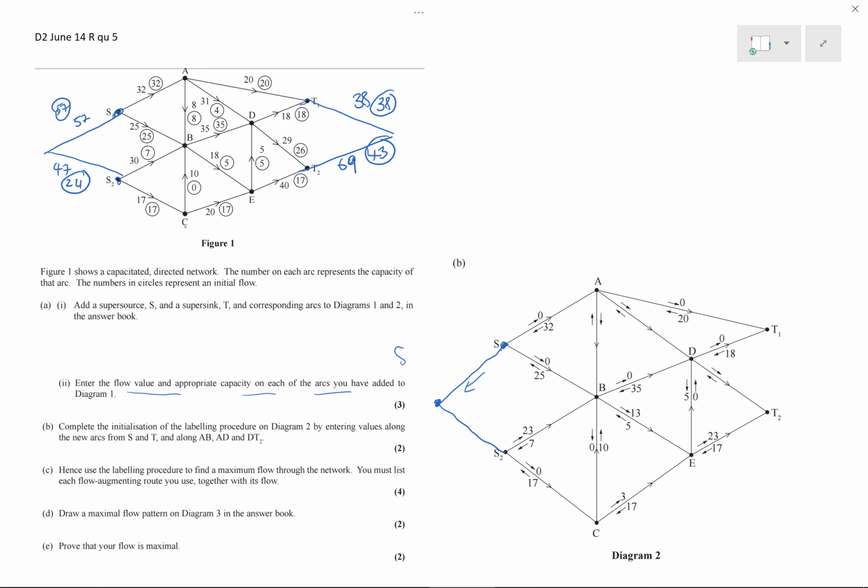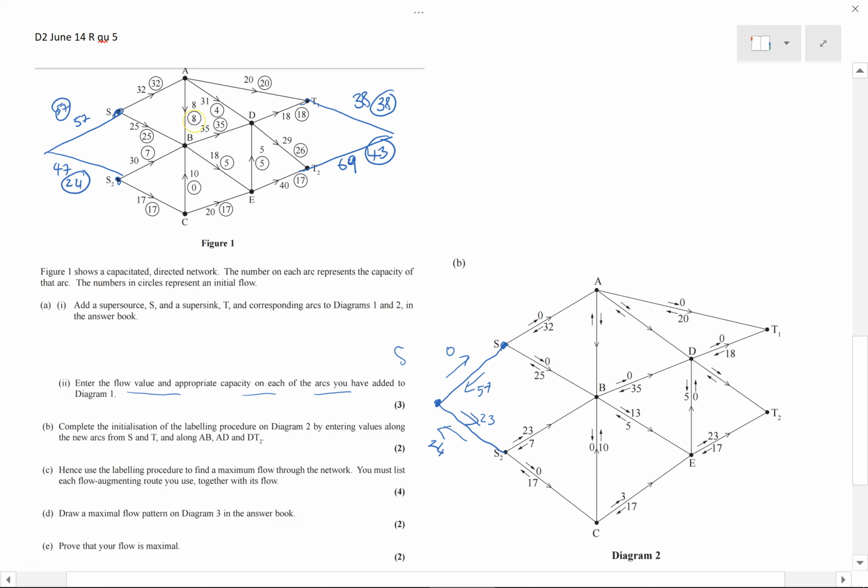Well, we've got an actual flow of 57 going into the 2 super sources, so we've got 57 there and a 0 here. We've got a 24. Let's make that clear because we're going to have to work with these numbers in a moment. So 24 is the flow, and we can increase that flow by 23. But there are some others missing here as well.